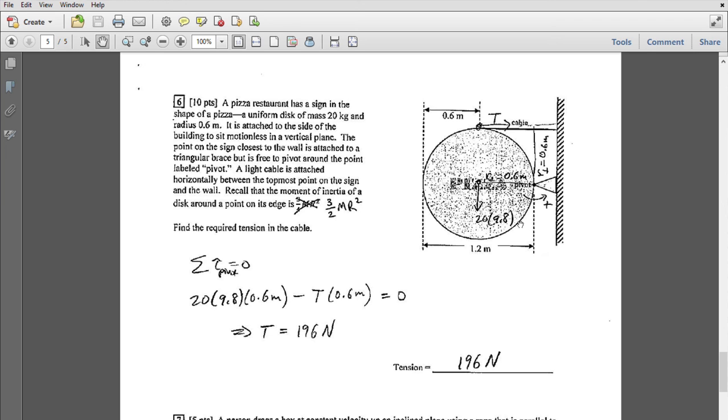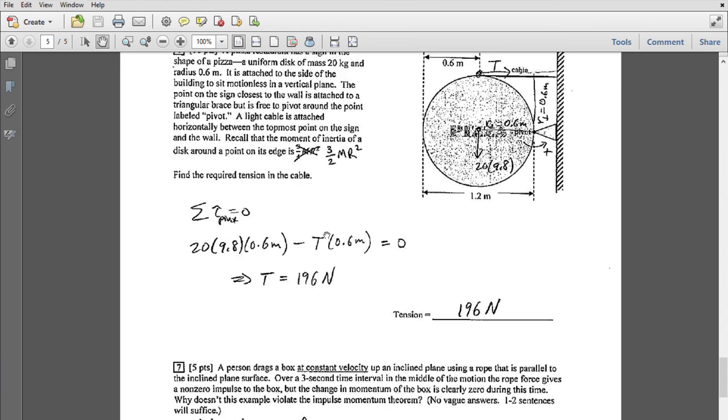To keep it from pivoting, we also attach a light cable, effectively massless, from the very top of the pizza sign horizontally over to the wall. The moment of inertia of a disk around a point on its edge is 3/2 mr squared. We'll see why we need that in a minute. First, part A. The question is, find the required tension in the cable.